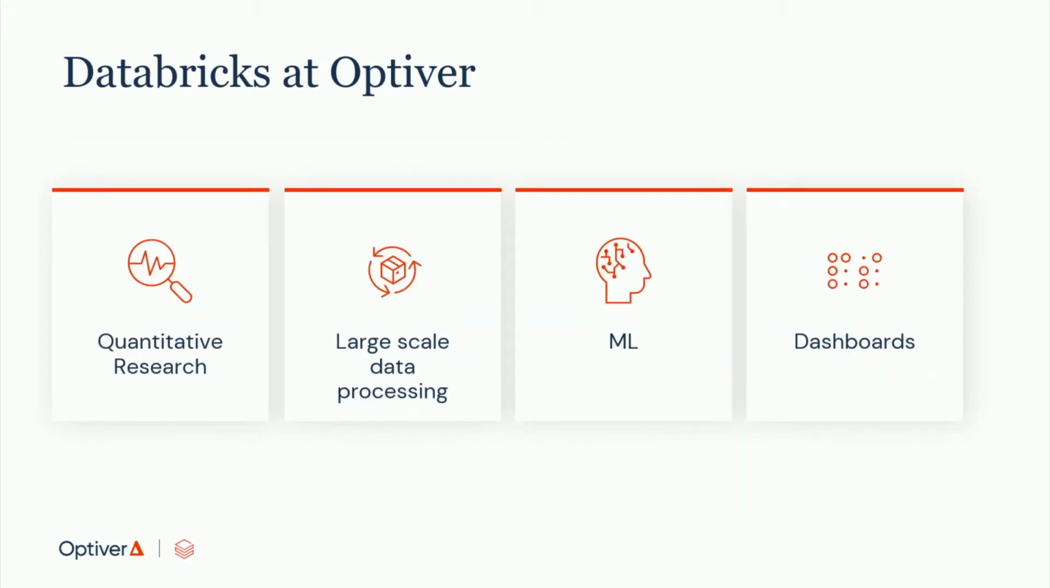At Optiver, Databricks supports key workflows across the organization. It enables our quantitative researchers to perform analysis on complex data sets. It also powers large-scale data processing with ease. It supports our machine learning development, and it helps teams build dashboards for insights and decision-making. And throughout this talk, I'm going to focus on the dashboarding aspect of this.